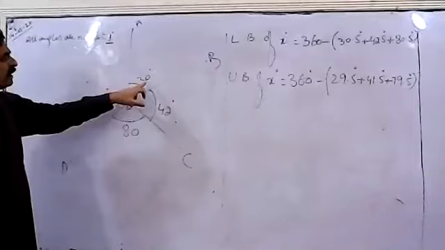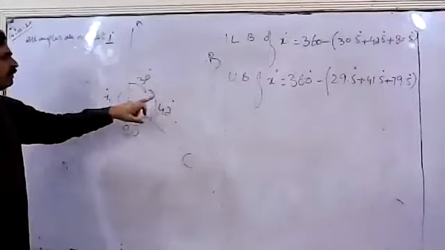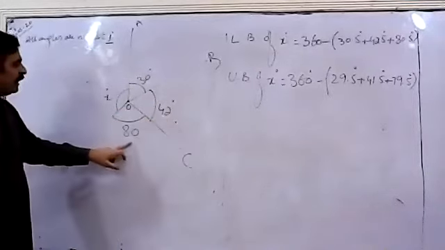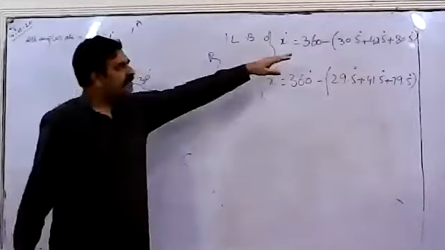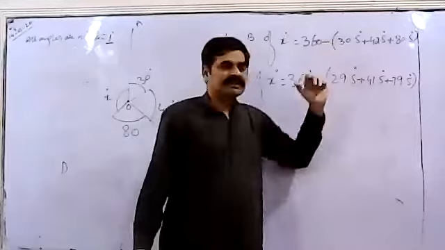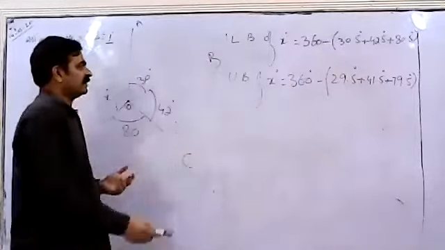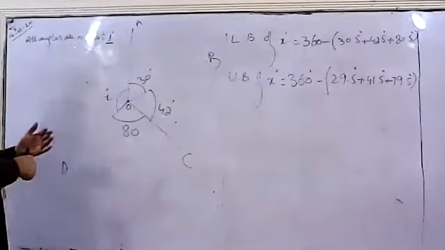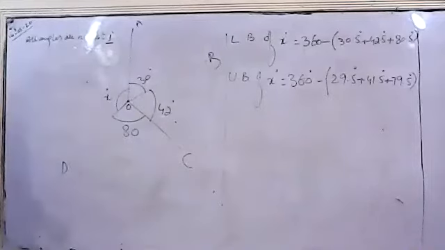Again, I'm going to repeat: upper bound for these values is 30.5, 42.5, 80.5 in the first case. Add all these values and subtract from 360 degrees, and you will get the answer. The same is the case with upper bound and lower bound, you can find it easily.